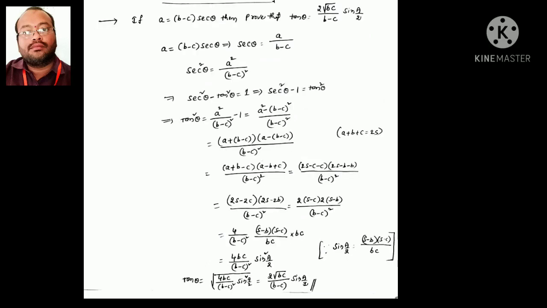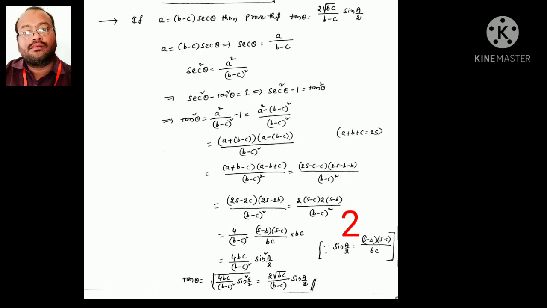The next question: a is equal to b minus c sec theta is given. We want to find out tan theta is equal to 2 root bc by b minus c into sin a by 2. So first, sec theta can be written as a by b minus c. Sec square theta can be written as a square by b minus c whole square. Sec square theta minus tan square theta is equal to 1.